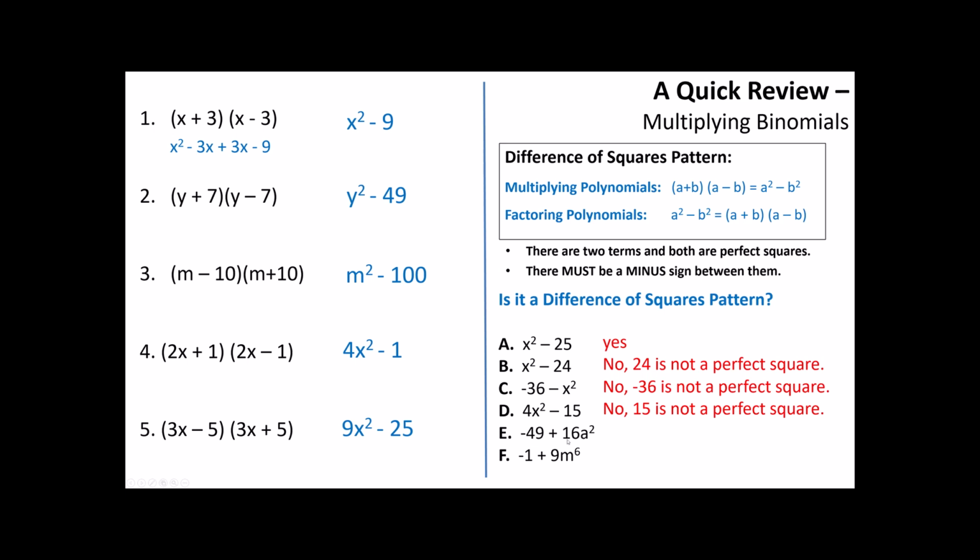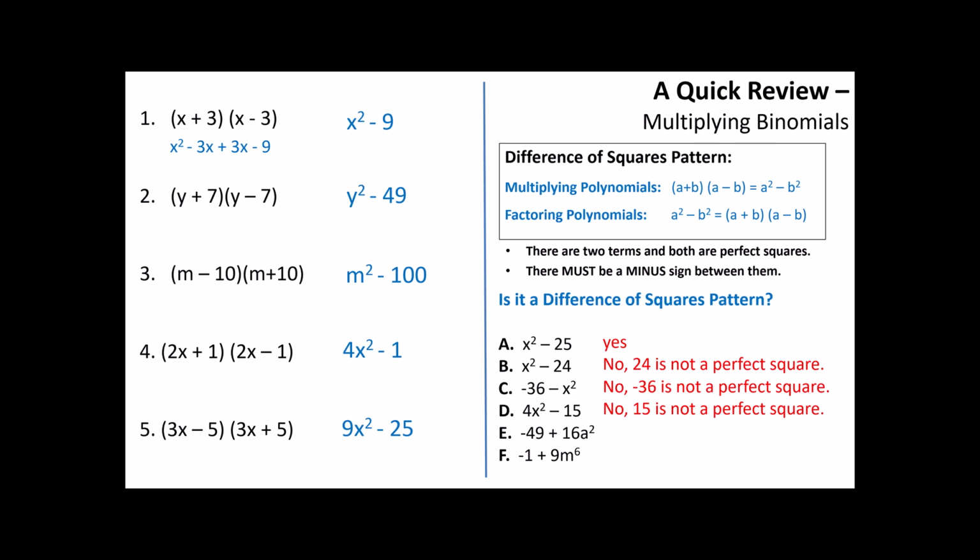This one's a little tricky. Negative 49 is not a perfect square. Plus is a problem because there's supposed to be a minus sign. And 16a squared, this actually is a perfect square. Now, a lot of people are going to look at this and say, oh, well, there's a plus sign here, and this is not a perfect square. Therefore, this is not a difference of squares pattern.